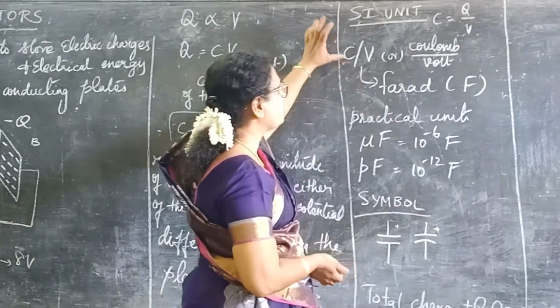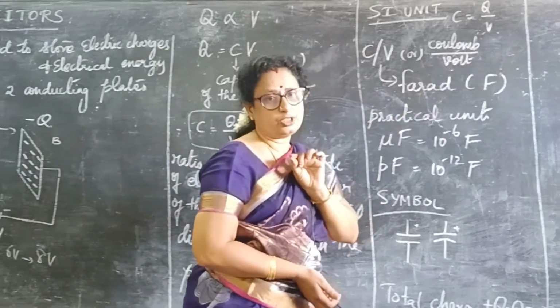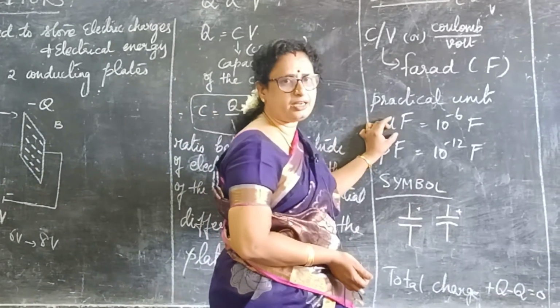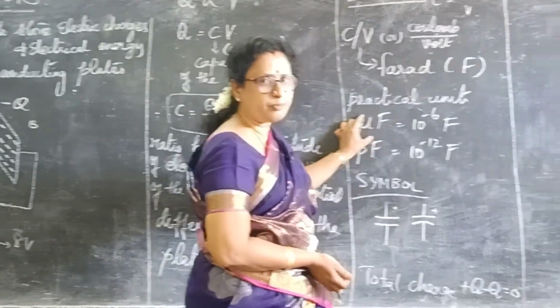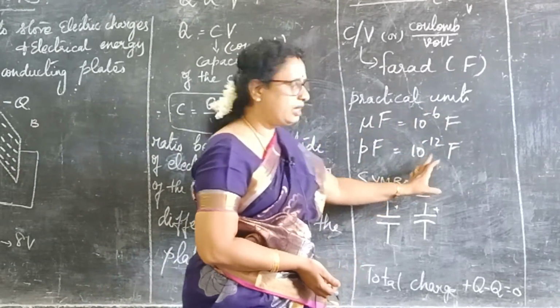So SI unit of capacitance means you can write farad. If asked what the practical units of capacitance are, you have to mention only these two units, microfarad and picofarad. Micro means 10 power minus 6 farad and pico means 10 power minus 12 farad.